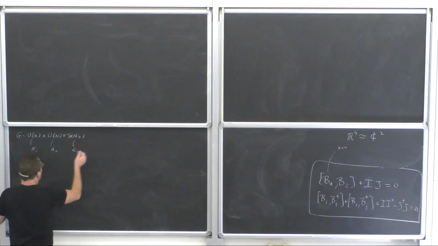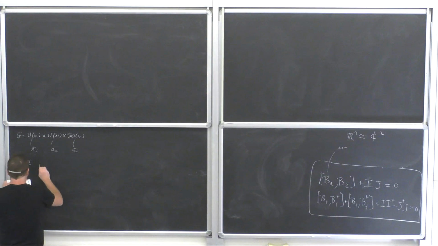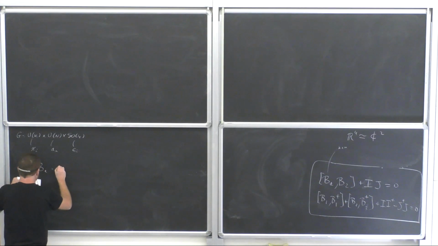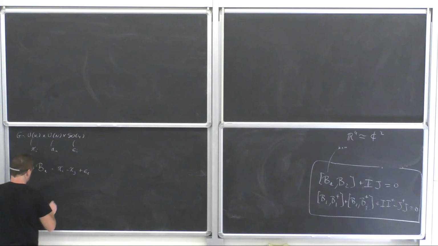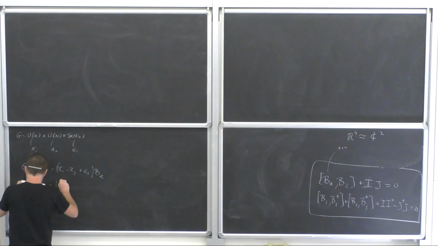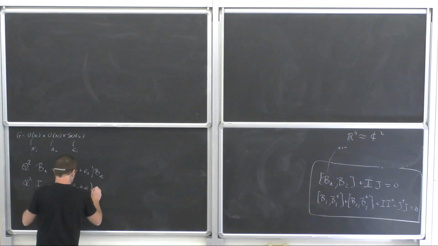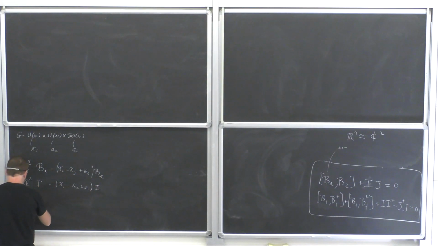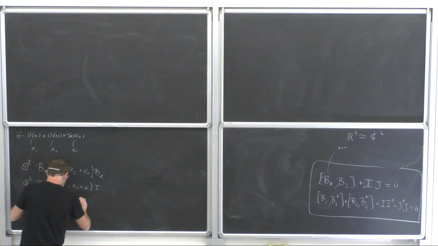the Cartan group, let's remind that it is nothing but our Q squared, acts on the B's as chi I minus chi j plus epsilon L, while it acts on the I as chi I minus a_alpha plus epsilon, and on the J as a_alpha minus chi I. Very good.